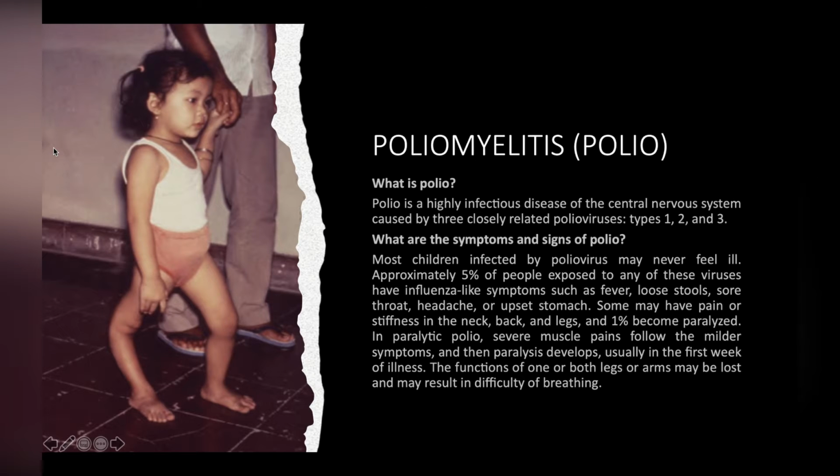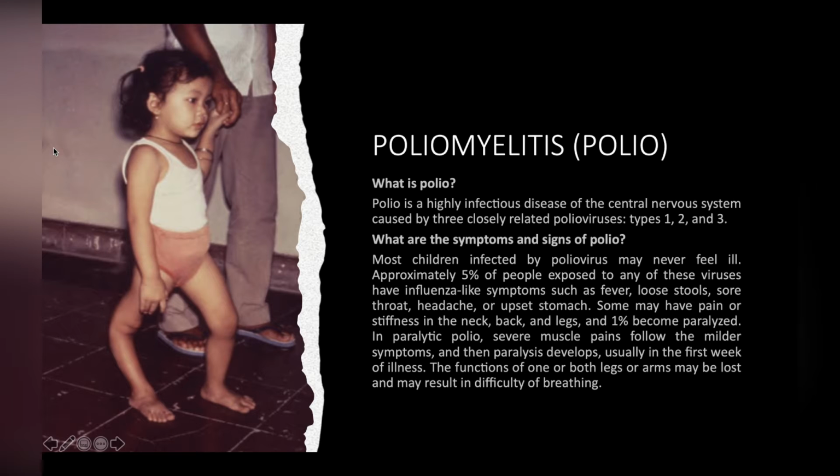Poliomyelitis, or polio. It is a highly infectious disease of the central nervous system caused by three closely related polioviruses, type 1, 2, and 3. Most children infected by poliovirus may never feel ill. Approximately 5% of the people exposed to any of these viruses have influenza-like symptoms such as fever, loose stools, sore throat, headache, or upset stomach. Some may have pain or stiffness in the neck, back, and legs, and 1% become paralyzed.